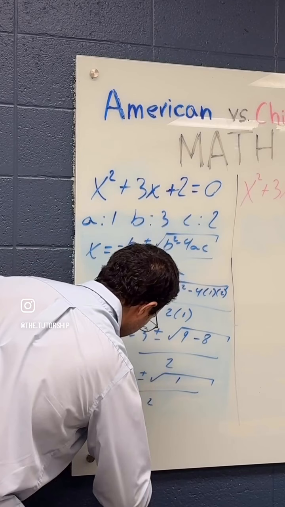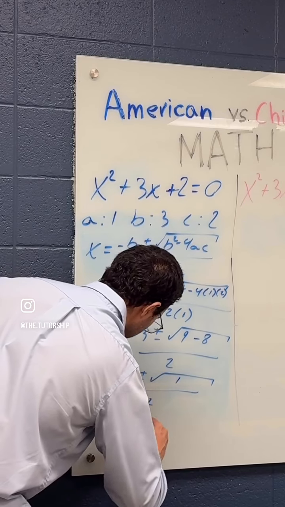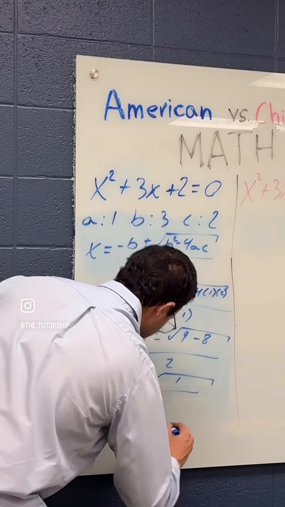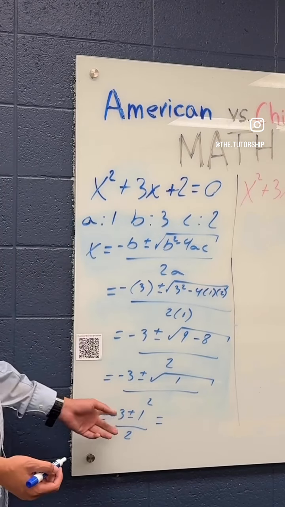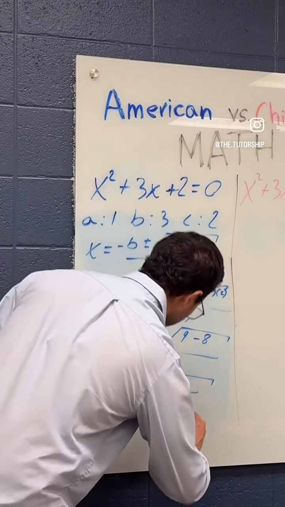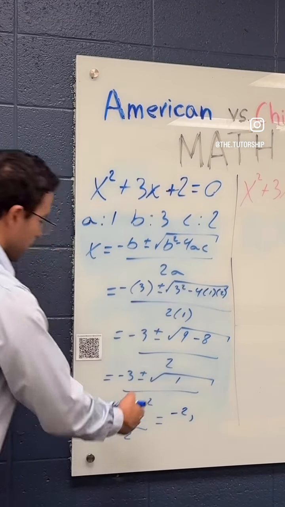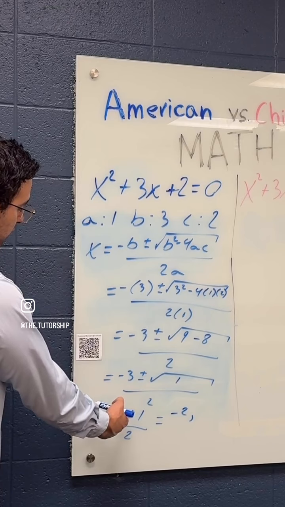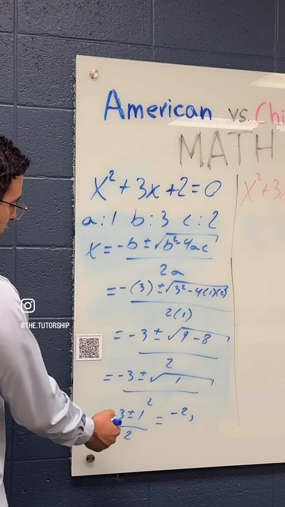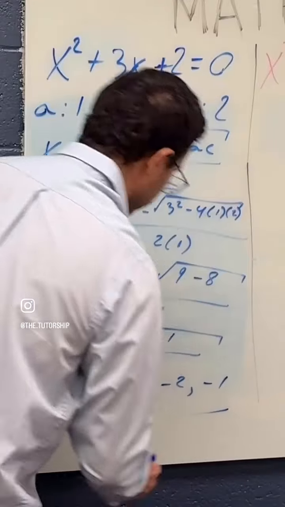So we're going to have negative 3 plus or minus 1 over 2, which is of course going to grant us minus and plus, 2 different answers. So negative 3 minus 1 is negative 4, divided by 2 is negative 2. And when we do plus 1, we get negative 3 plus 1 is negative 2, divided by 2, negative 1. So these are our answers.